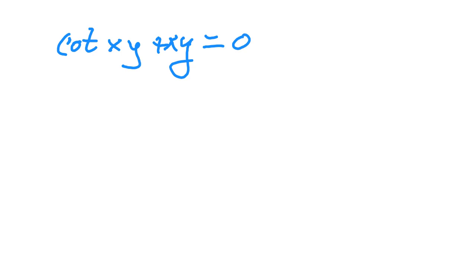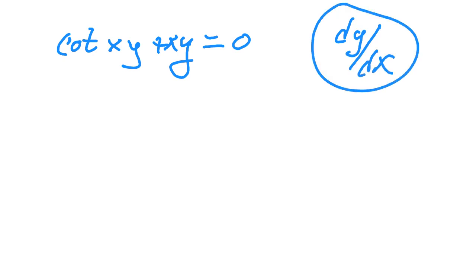I'm just going to show you that next one, where we had cotangent of xy plus xy equals 0. Now you have to take the derivative. You're trying to find dy/dx, right? That's what we want. But the thing is, y is a function of x. So anytime you have a y in there and you're taking a derivative, you've got to attach a dy/dx by the chain rule.